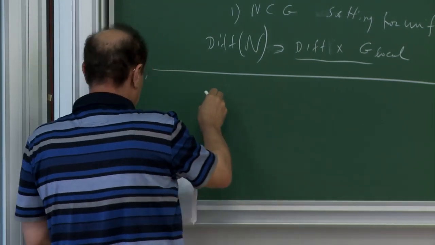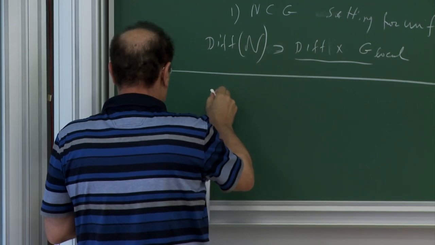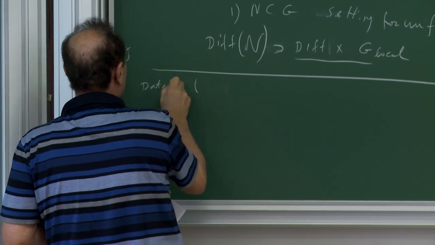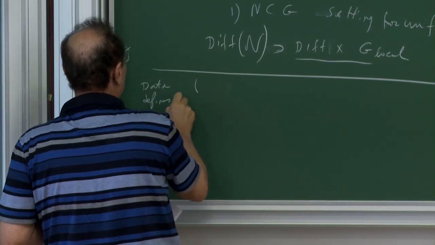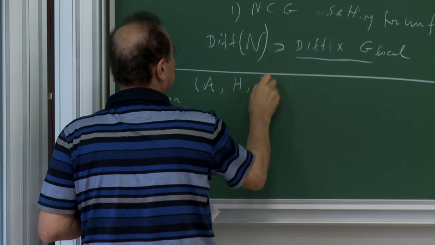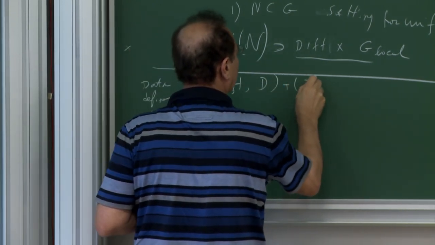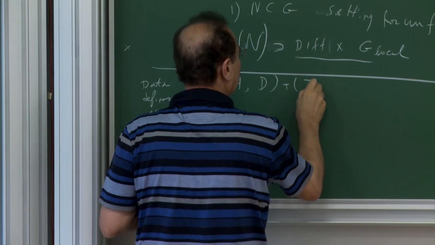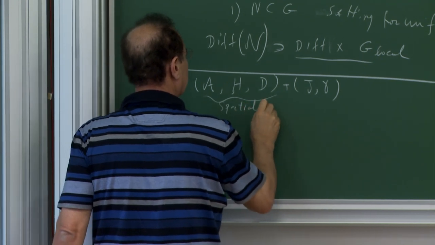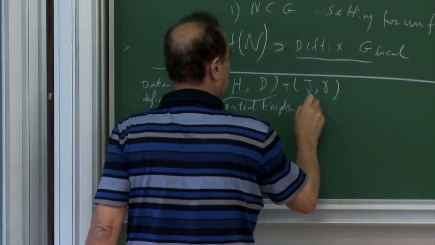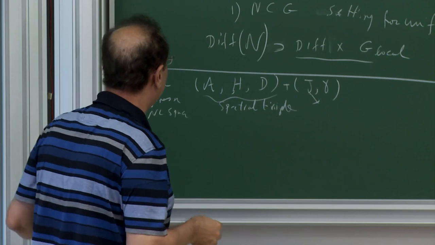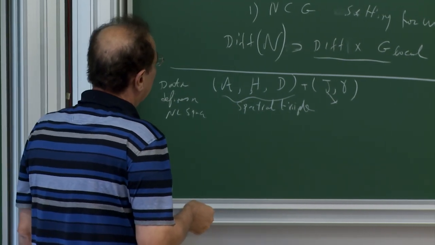Okay, so let me start as follows, actually. Let's take the data that defines a non-commutative space. And this data, let me write it this way. This is a spectral triple. And these are actually decorations, which I'll discuss in a minute.